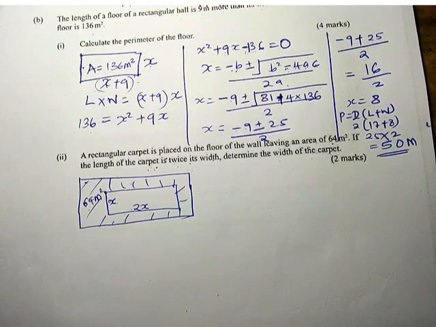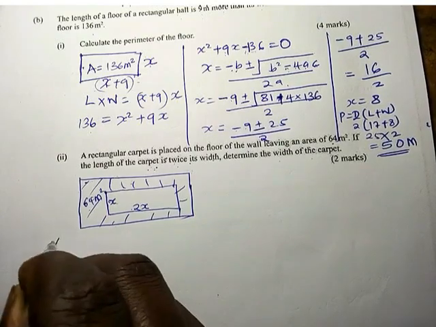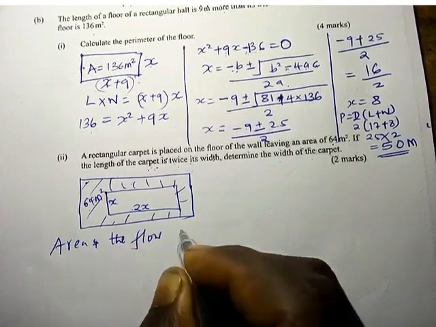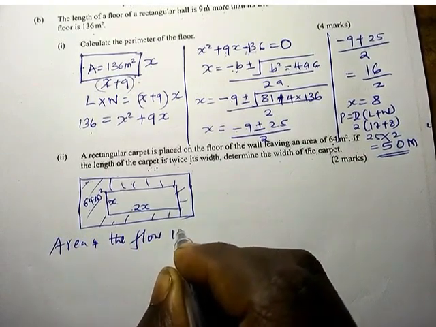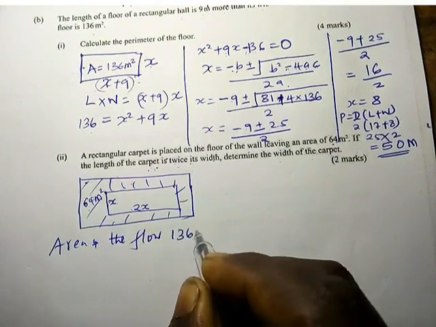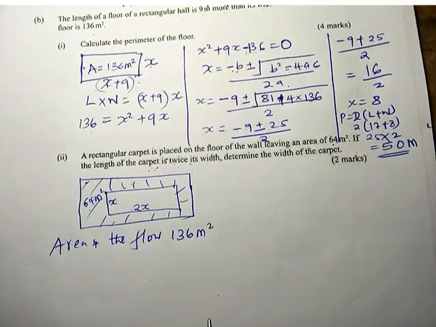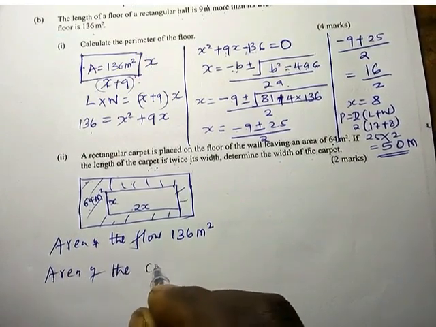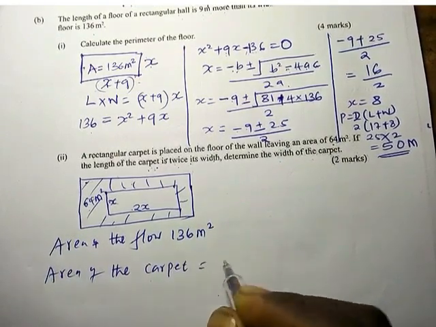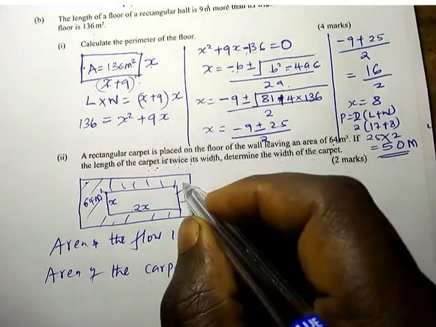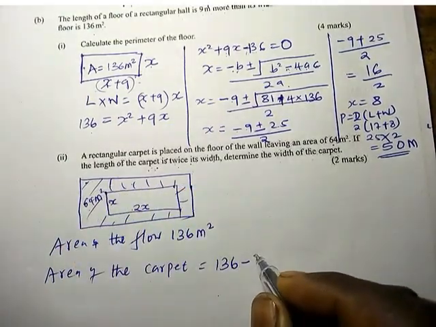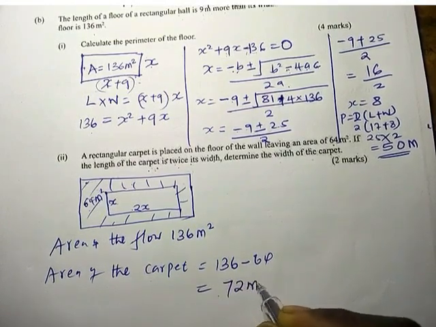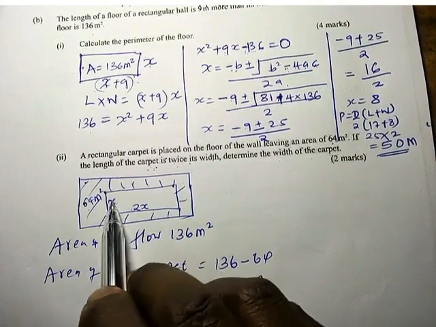Now we can get the area of the carpet itself, but tunajua area of the floor ilikuwa 136 meters square, hiyo tunajua. So area of the carpet peke yake itakuwa 136 minus ile space inayobaki ambayo ni 64. So area of the carpet peke yake ni 72 meters square. Hiyo ni area of the carpet hii tu.